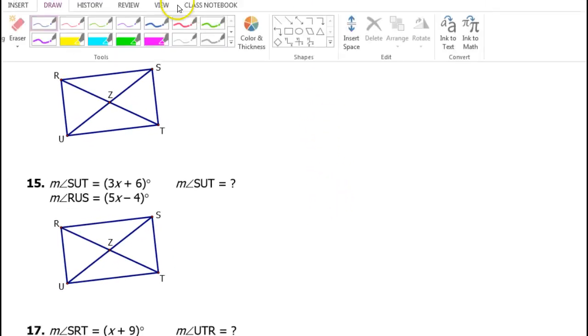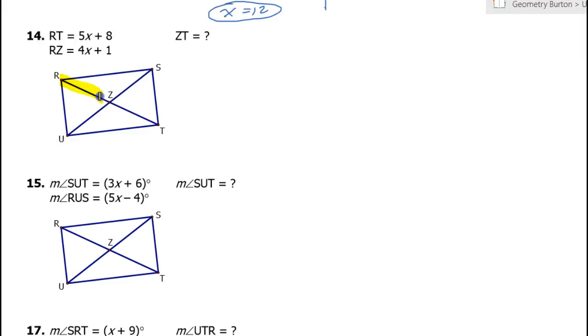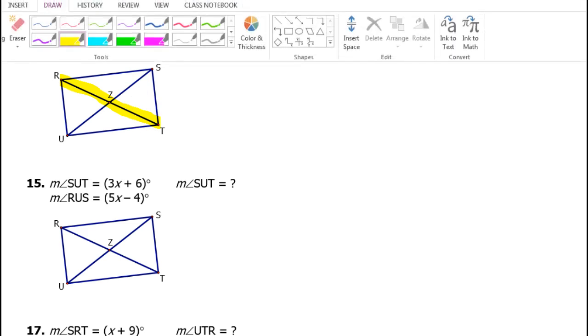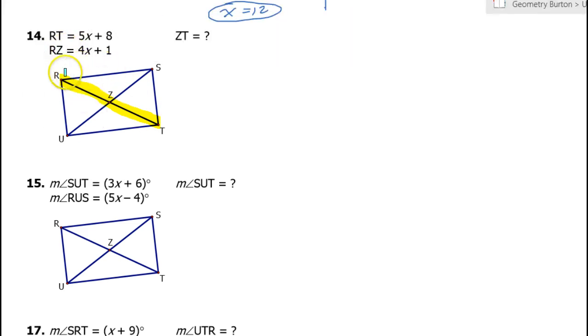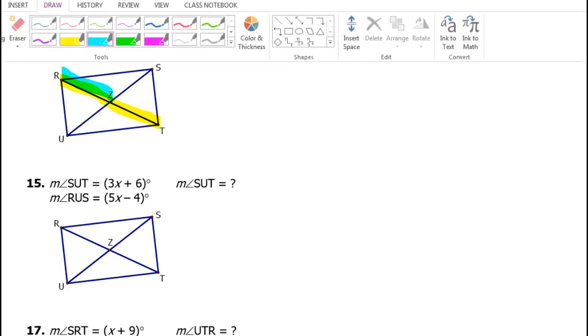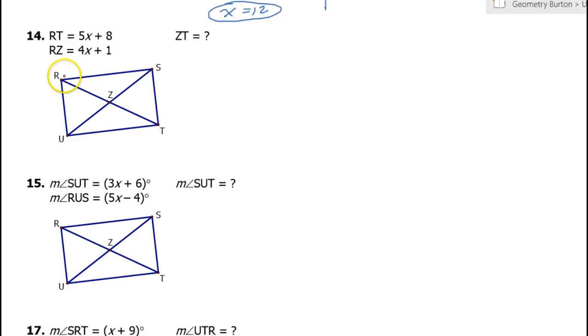All right, number 14. We're given an expression for RT and an expression for RZ. Interesting. I'm hoping you can see that RT is the whole diagonal and RZ is half. So RT is the whole, this whole thing is 5x plus 8. On the other hand, RZ is just half of that, so that's the 4x plus 1.